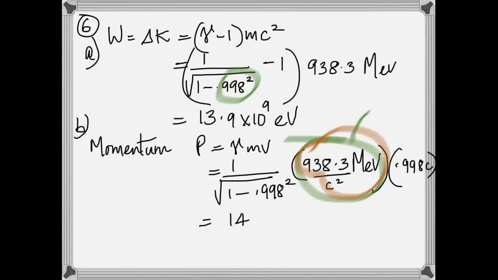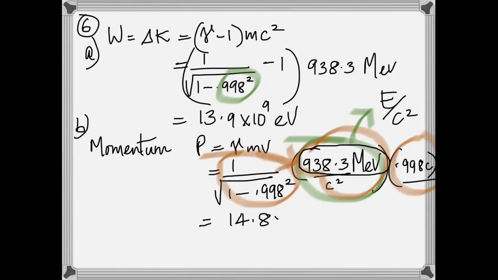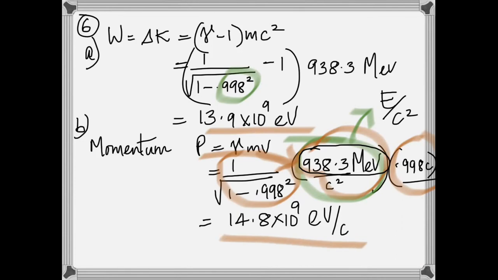Let me try to explain this again. Mass is energy by c squared, and you know that that's the rest mass energy. Therefore, when you divide by c squared, you get the mass. And then you have the velocity. Finally, on calculation, you get 14.8 times 10 to the 9 electron volt by c. Note that momentum is always expressed as electron volt by c.